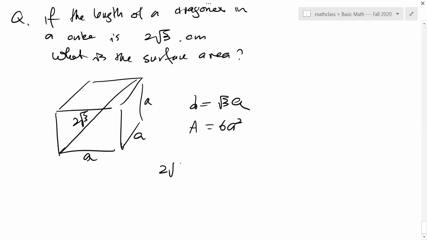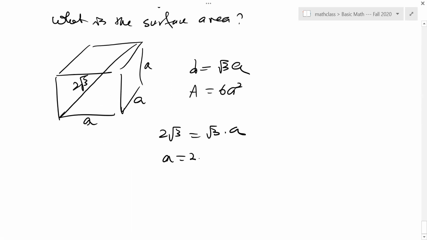So D is square root of 3 times a, and D is 2 square root 3. What is a here? a is going to be 2, right? Once you get a, then you can get the surface area. It's 24 square centimeters, so you have to put the square units.